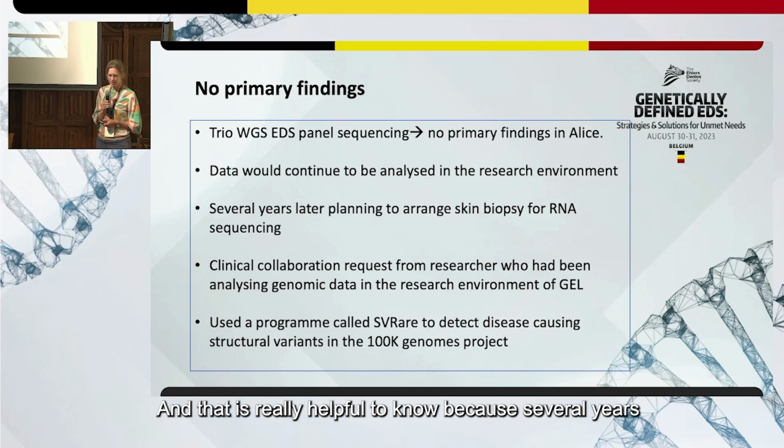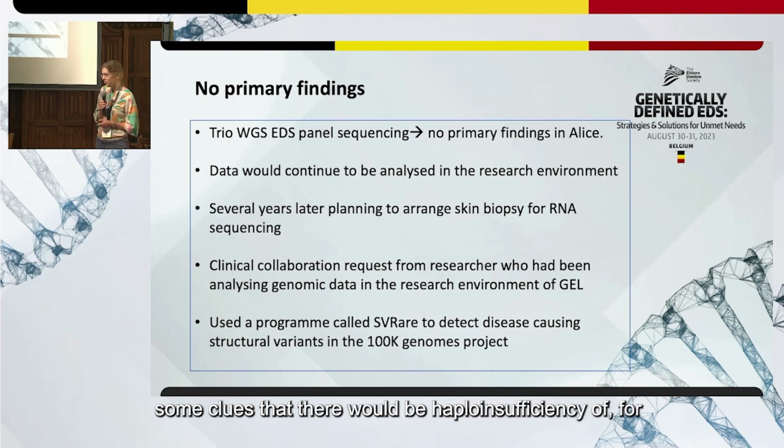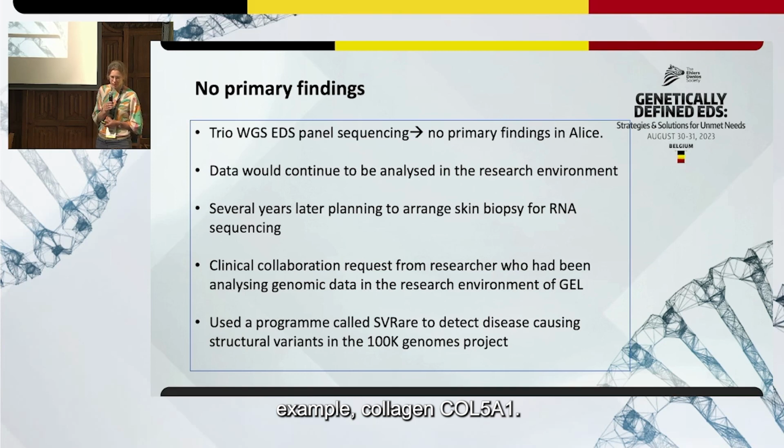And that is really helpful to know because several years later, I was planning to do a skin biopsy in this girl to perform RNA sequencing because I still was convinced that it was classical EDS and it might give us some clues that there would be haploinsufficiency of, for example, collagen COL5A1.